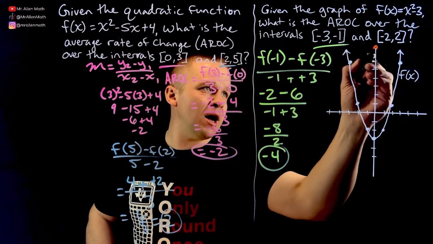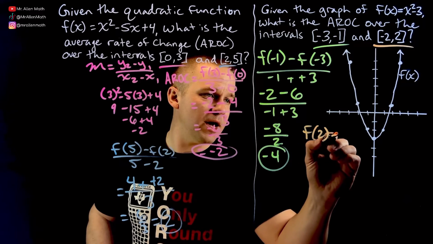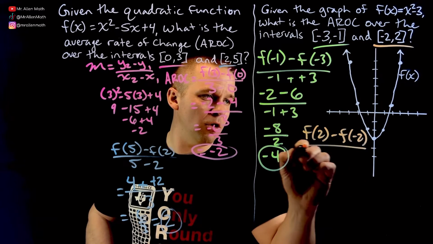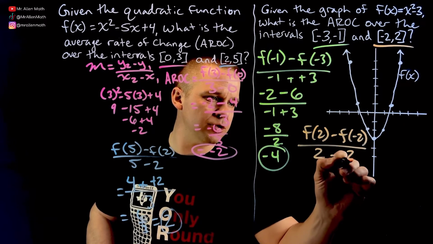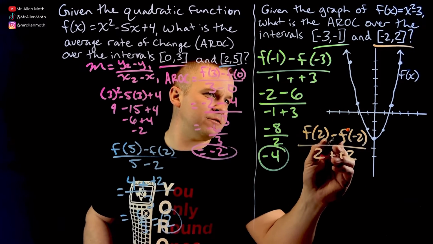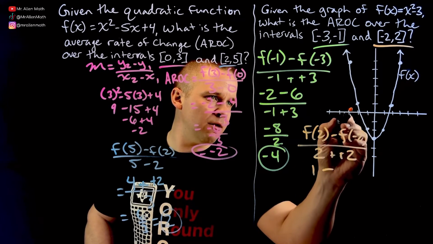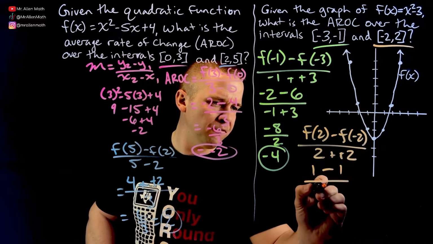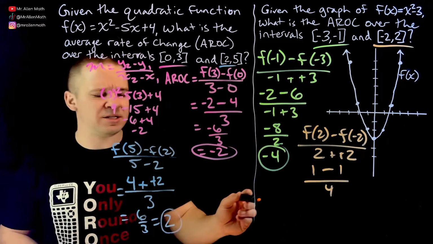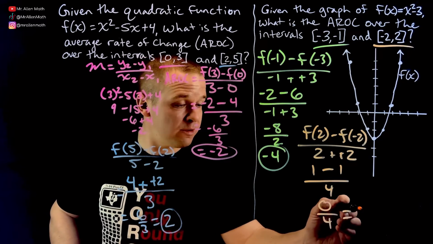So we're going to have f of 2 minus f of negative 2 over 2 minus negative 2. So that becomes positive right there. And f of 2, what is that? F of 2 is 1 minus, and then we have 1 over 4. Wait, what's 1 minus 1? That's 0. Is this some kind of an error? Is this something wrong here? No, it's not. It is 0.